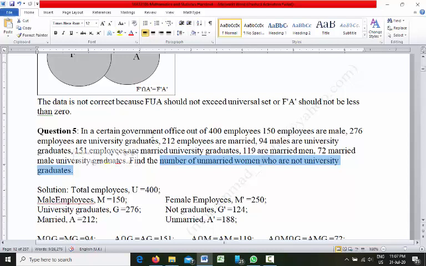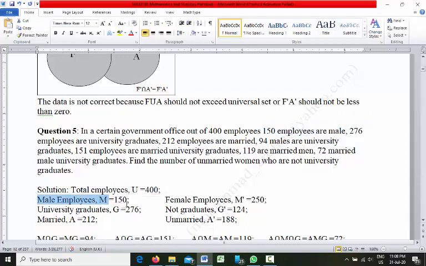First of all, in a certain government office, out of 400 employees, that is the total number of employees in the office. So the total number of employees, that is the universal set, is 400. Out of those 400 employees, 150 are male. Let us denote male employees as M.